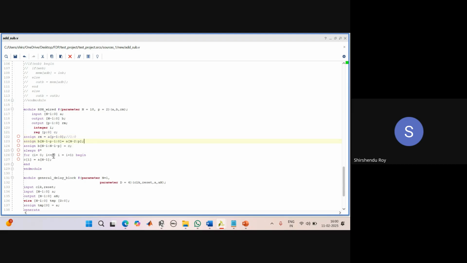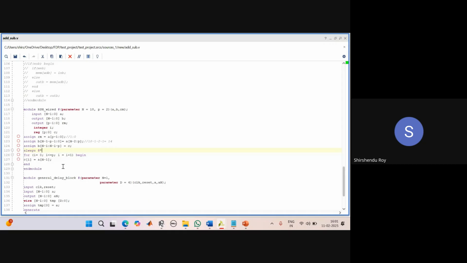Now, assign B n minus 1 to P minus 120. That means n minus 1 means 18 minus 1 minus P minus 1, that is equal to 14. Okay? In the 14 bits, we are actually putting the value of A n minus 2 to P. Our rest bits we are filling with the C.